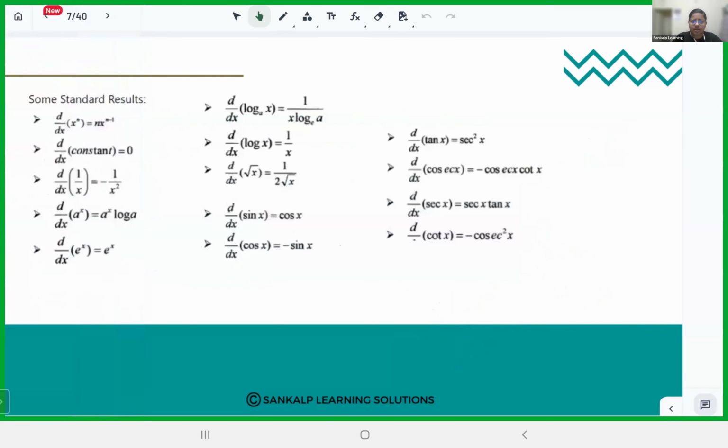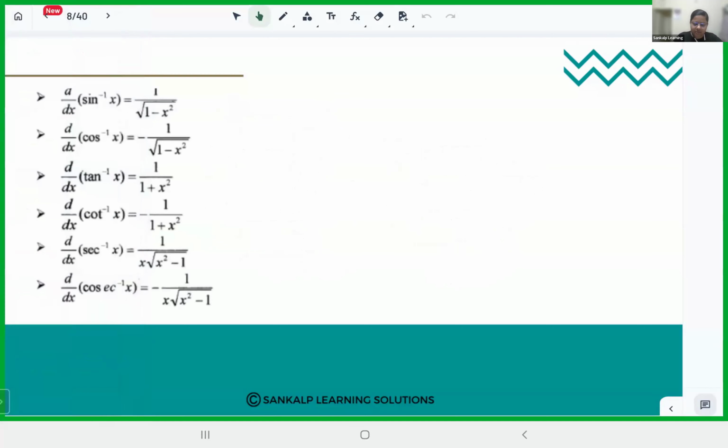And I hope everybody knows the standard derivatives, right? X raised to n is nx raised to n minus 1. Constant, the derivative is 0. Derivative of 1 by x is minus 1 by x square. A raised to x is a raised to x log a. And what about e raised to x? E raised to x, the derivative is e raised to x itself. And what is log x to the base a? It is 1 by x log a. Then log of x. What is the derivative of log x? It is 1 by x. Root x is 1 by 2 root x. Sin x is cos x. Cos x is minus sin x. Tan x is sec square x. Cosec x is minus cosec x cot x. Sec x is sec x tan x, and cot x is minus cosec square x. All right.